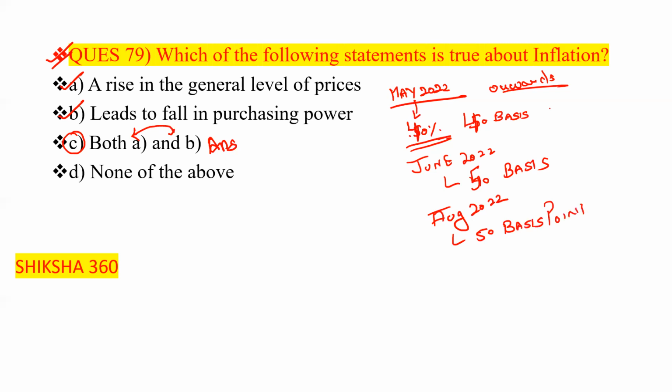So in this way, continuously, this is the reason behind the inflation. Which of the following statements is true about inflation? A: a rise in the general level of prices. B: leads to a fall in the purchasing power also. So both A and B. The correct answer here is option C, that is both A and B. Now move to the next question.